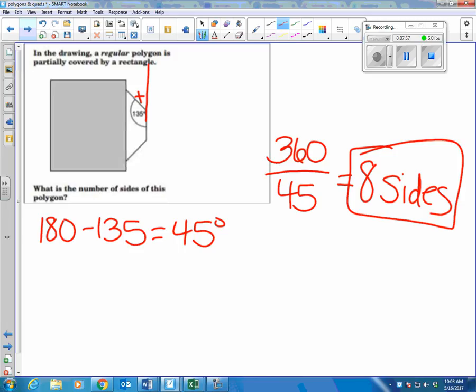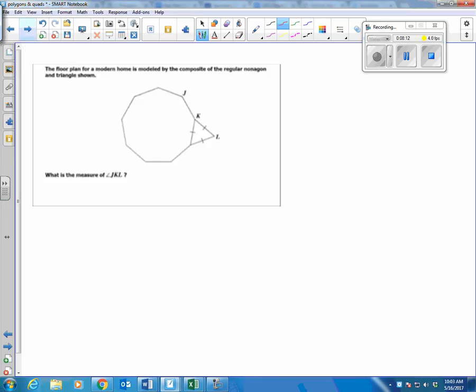Okay? So if you're given the interior angle and you want to know the number of sides, you find the exterior and then take that exterior angle and do 360 divided by the exterior angle. The next problem.